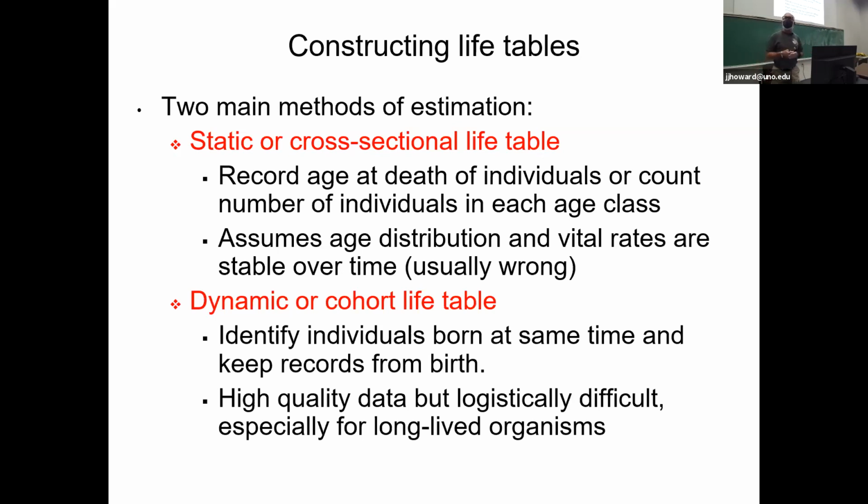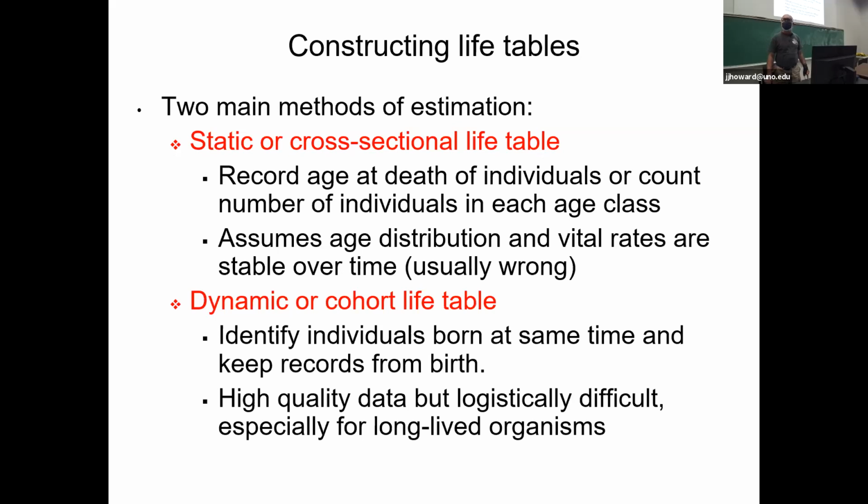It's easier to work with some kinds of life tables than others. The easier one to work with is actually the dynamic life table. It's a cohort life table, in other words. And what we do is we take a cohort of newborns and we follow them from birth to death. Okay, so we know exactly what the actual rates are. We have no ambiguity about what the survival rate is from age 1 to age 2, because we know exactly what it is. On the other hand, that's really tough to do, especially with long-lived organisms.